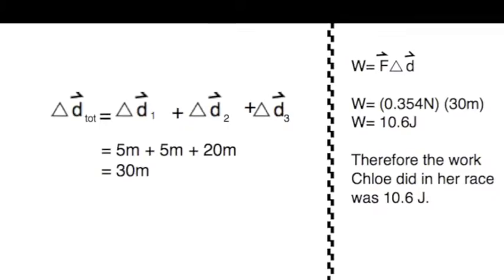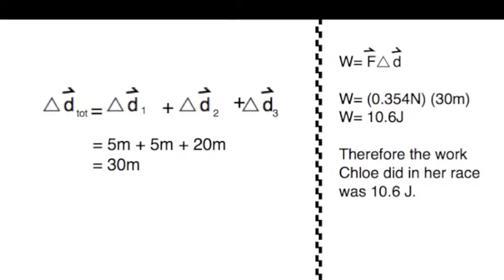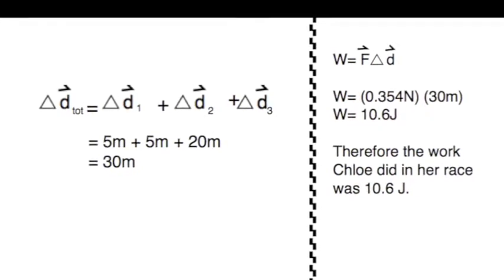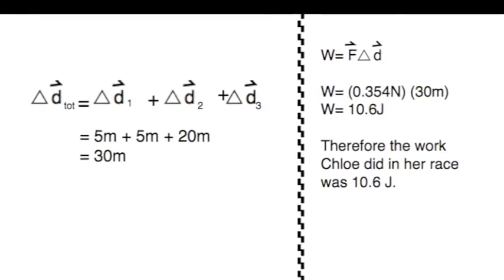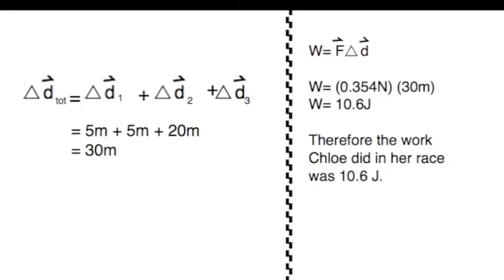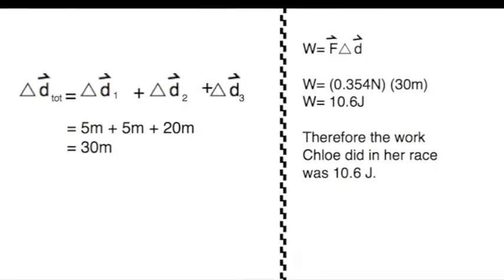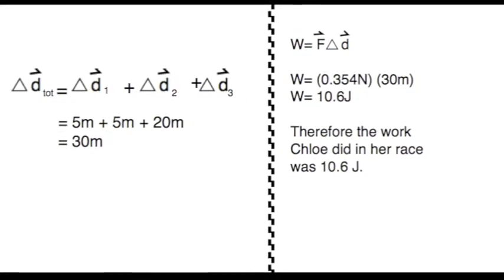Using the force gathered already, we're going to find out how much work Chloe did in her race. To find change in displacement total, we add change in displacement 1 and change in displacement 2, which we already gathered in kinematics. We then add change in displacement 3, which is the distance between the first 2 displacements. We then multiply our newly found change in displacement total by force net that we've already found. Work is then 10.6 joules.